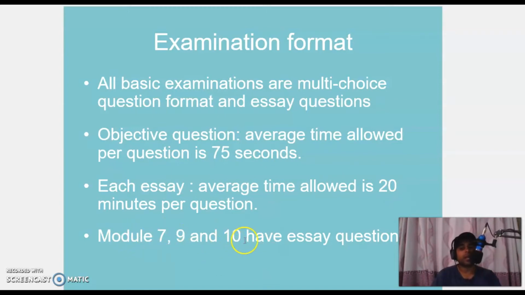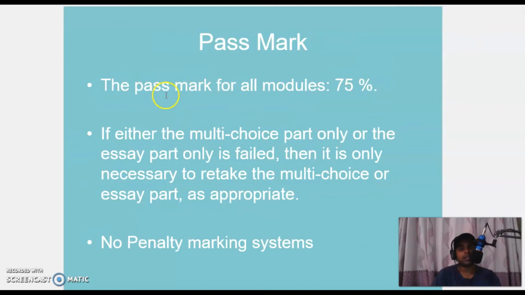Modules 7, 9 and 10 have essay questions. And the pass mark for all modules is 75%. If you get 74%, you will fail.